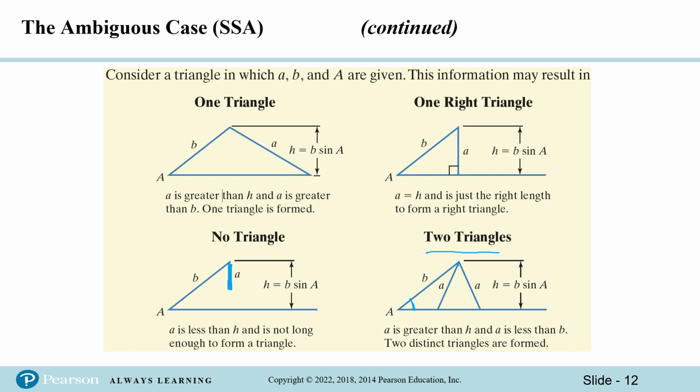All right, now, there are ways to determine which case you have, and if you figure out what the height of the triangle is and then compare it to your side A, that will help determine whether you have one triangle, a right triangle, no triangle, or two triangles. There is actually an easier way, and I'll show you the easier way. Okay. Anyway, let's move on.